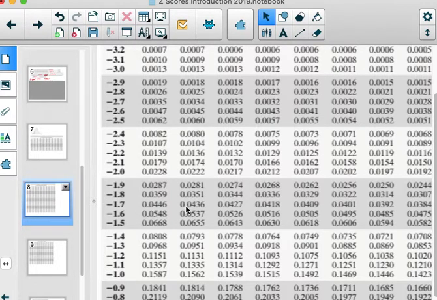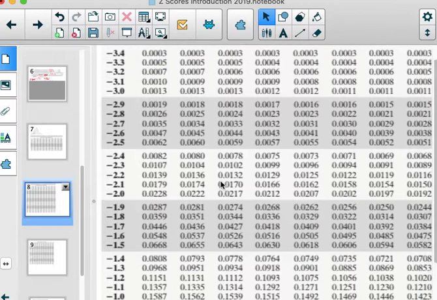So these are all in decimal form. If you wanted to say the percent, what would we have to do? Multiply by 100 or move that decimal place over 2 spots. Okay? So the percent under the curve here, if I moved it over 2 spots at negative 1.71, would be 4.36%.